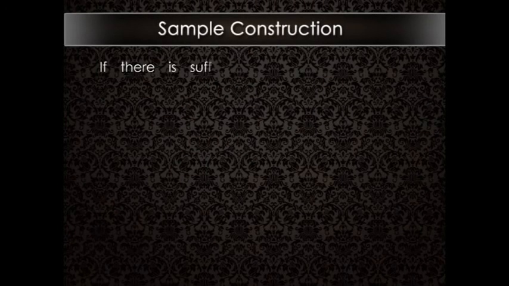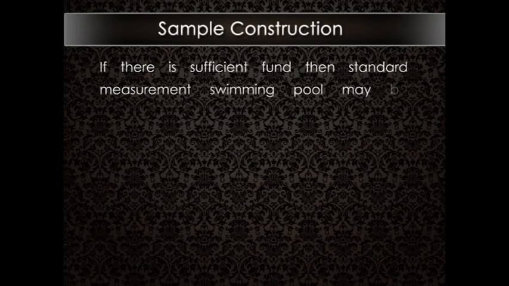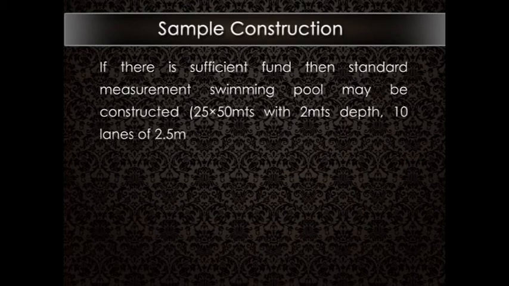Now here comes the sample construction. While constructing a swimming pool, obtain advice from a swimming expert so that there are no management problems in day-to-day operations. If there is sufficient fund, then a standard measurement swimming pool may be constructed: 25 by 50 meters with 2 meters depth, 10 lanes of 2.5 meters each.